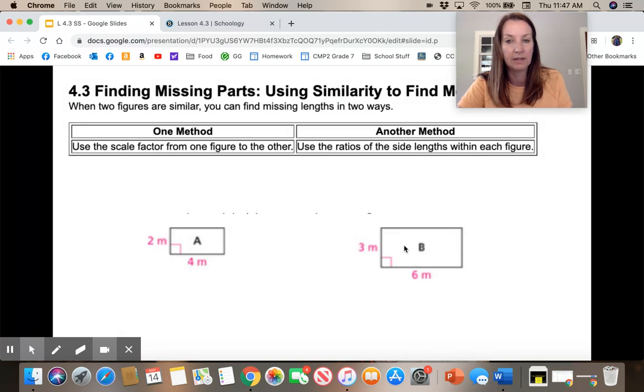All right, so in today's lesson, we're going to be talking about missing parts. When two figures are similar, you can find missing lengths in two ways. One method would be to use the scale factor, and the other would be to use the ratios.